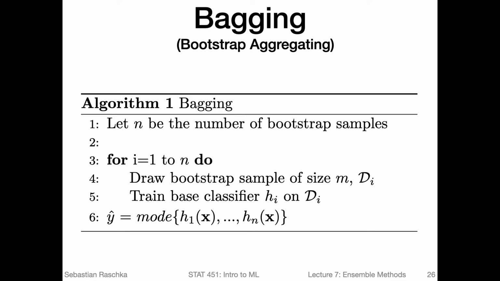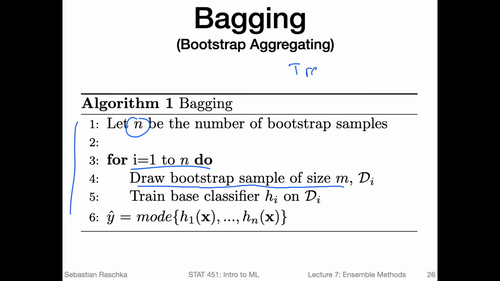So let's start by laying out the algorithm first. It's not very complicated. It looks maybe more complicated than it really is, but it's only 6 lines here, actually 5 lines if you ignore the blank line. It's a very simple approach, and it works as follows. Let's say n is the number of bootstrap samples, so the number of rounds. Then for each round i, we draw a bootstrap sample of size m from the training set.